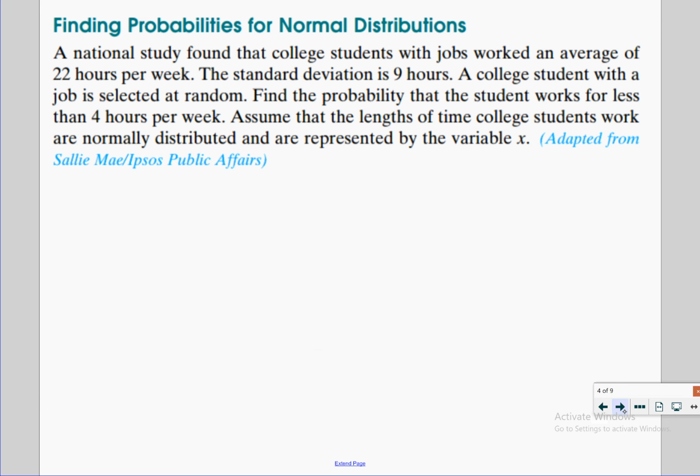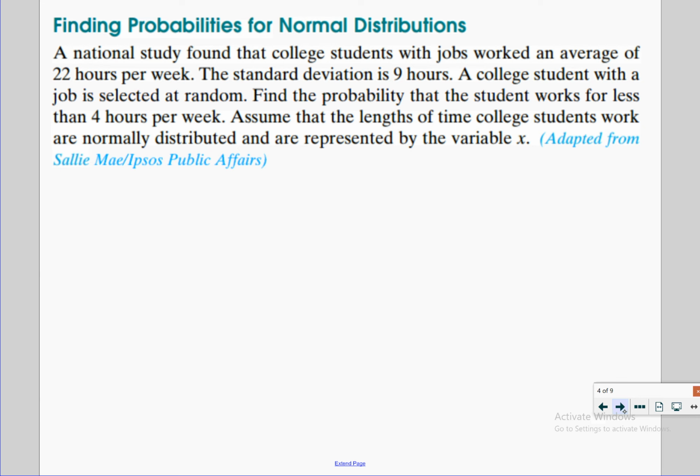First problem. A national study found that college students with jobs worked an average of 22 hours per week. The standard deviation is 9 hours. A college student with a job is selected at random. Find the probability that a student works for less than 4 hours per week. Assume that the lengths of time college students work are normally distributed and are represented by the variable x.